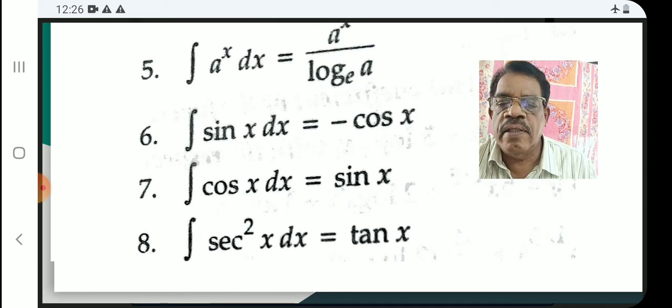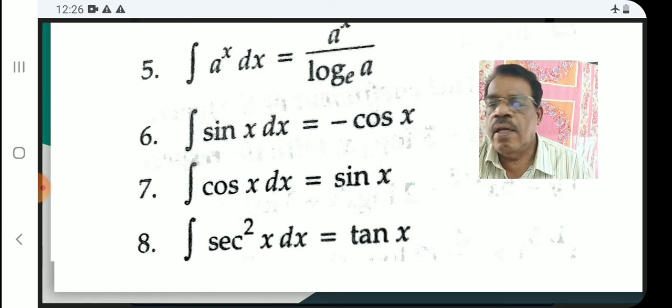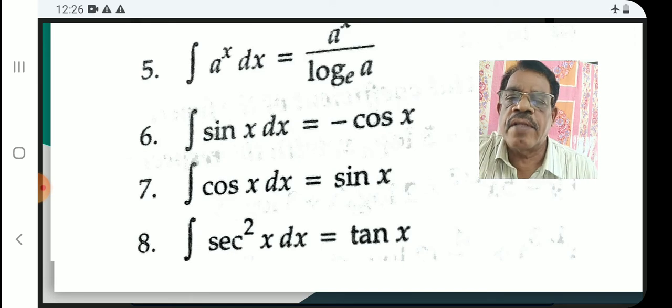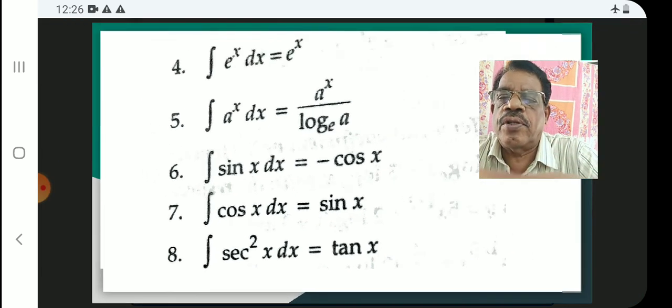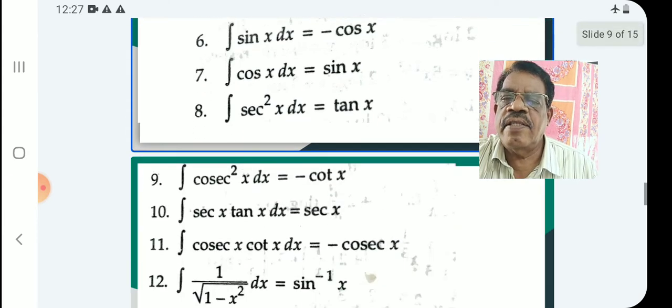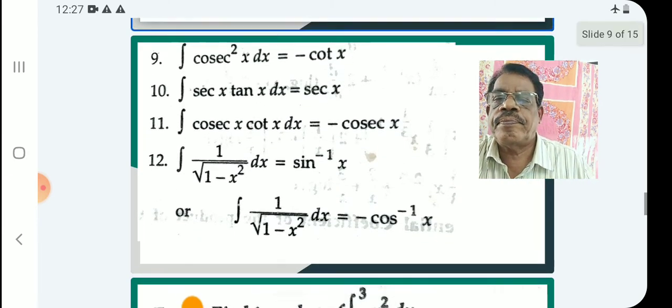We have studied that the derivative of tan x is sec square x. Therefore, the integral of sec square x is tan x. The opposite process of differentiation is integration.